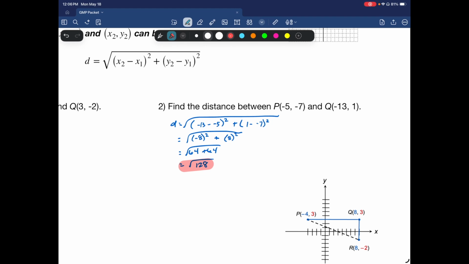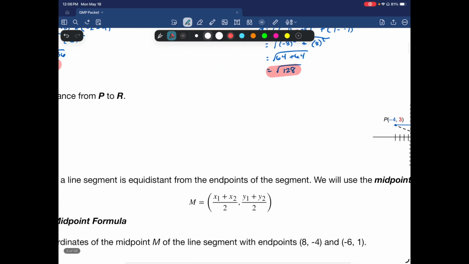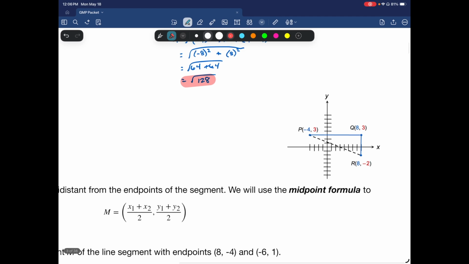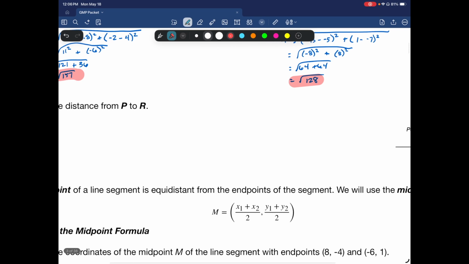Okay, so we can also do this on a coordinate plane. So it says find the distance from P to R. P is -4,3 and R is 8,-2. So my distance here is going to be, let's see, we got 8 minus -4 squared plus -2 minus 3, -2 minus 3 all squared.